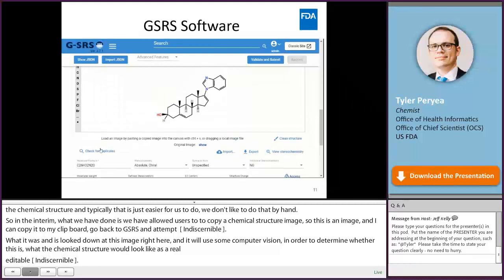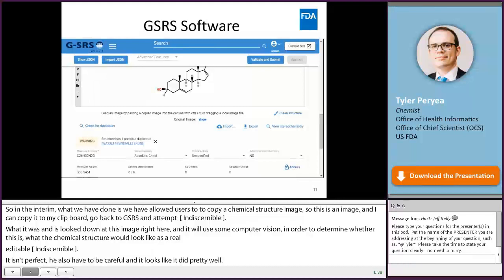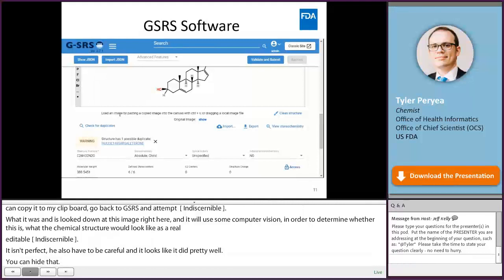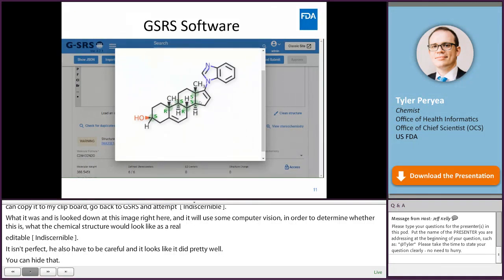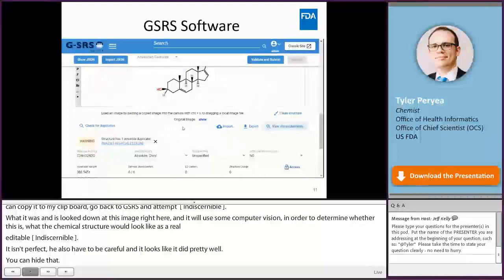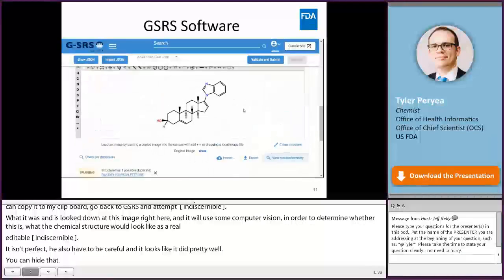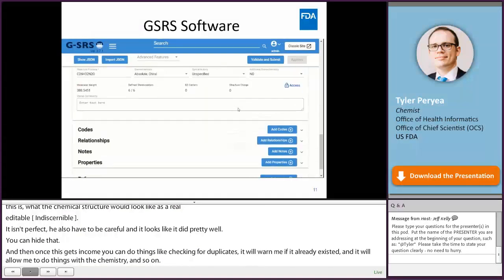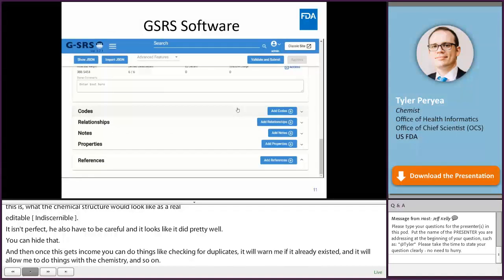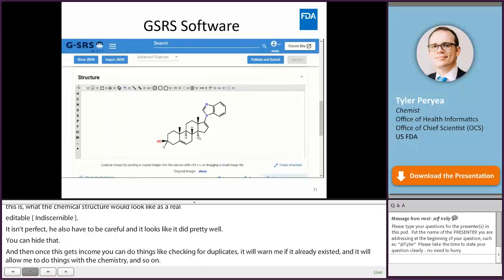And then once this gets in, you can do things like checking for duplicates. It will warn you if things look like they've already existed. It will allow you to see what the stereochemistry is, so you can see what the R and S sites are, and so on. There are a lot of other little tools that come along with this to help in the registration process. I won't go into all of them now, but down below you can add information that might link the substance to external databases, that might give relationships between substances, various notes, and even properties for the substance. So the forms help you enter all this information from a user perspective.